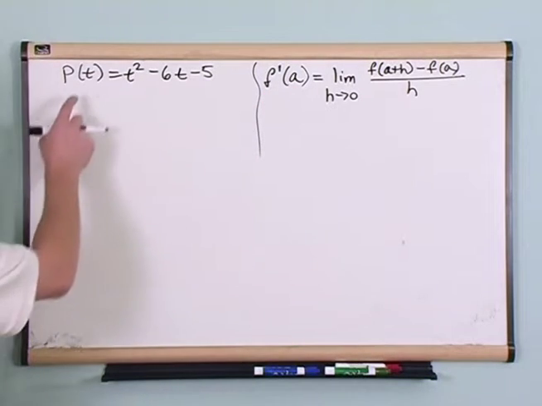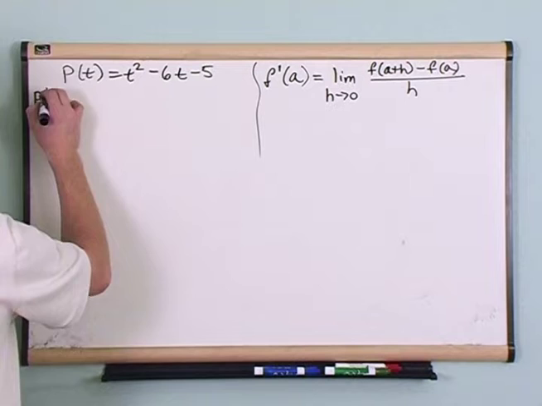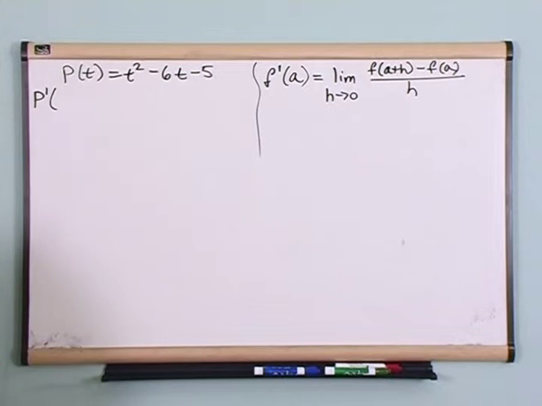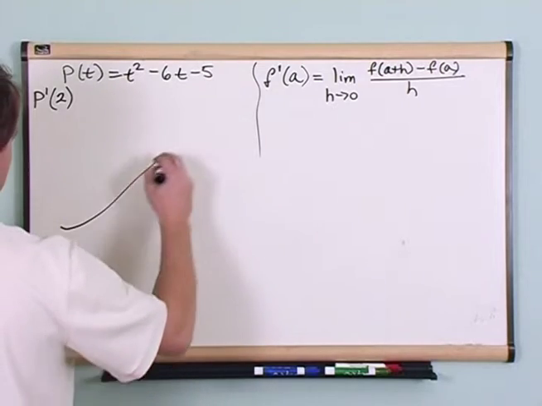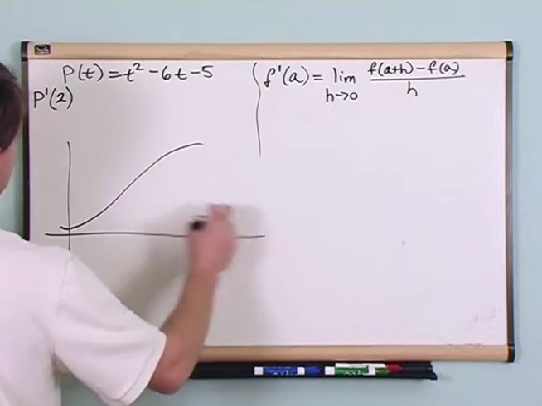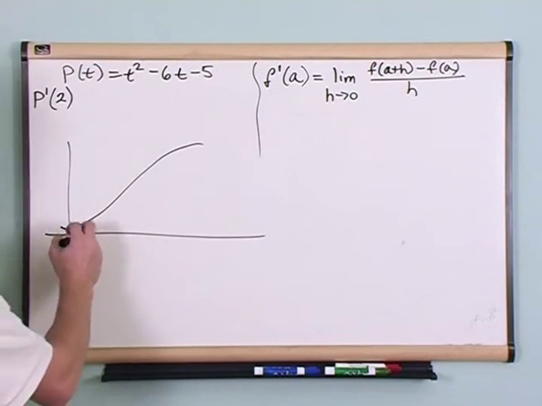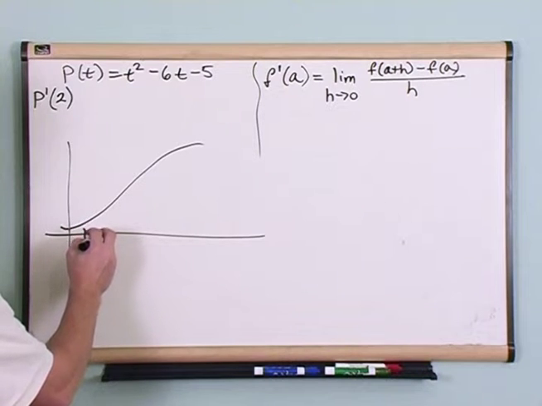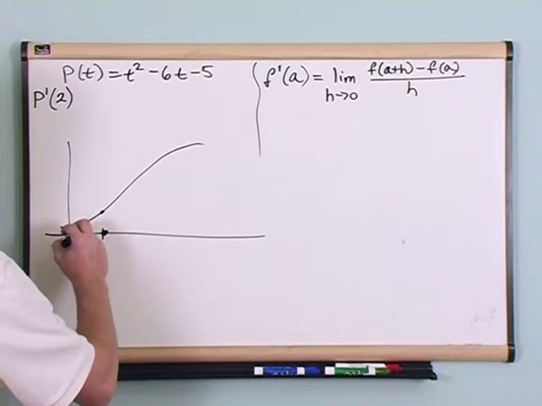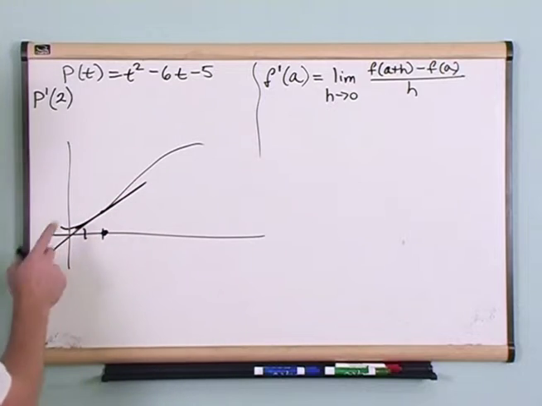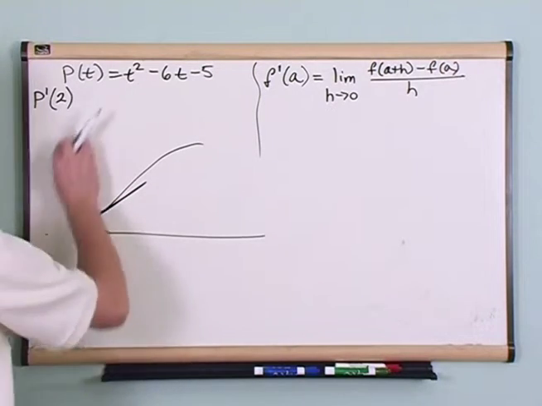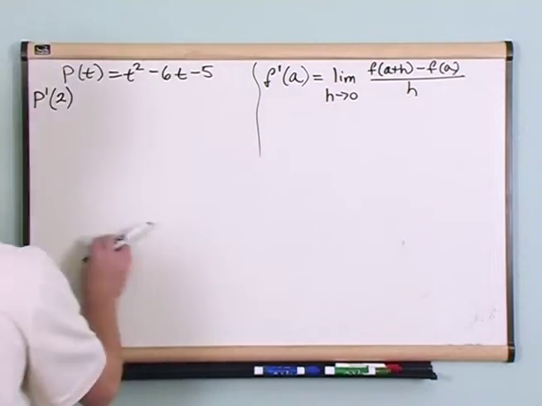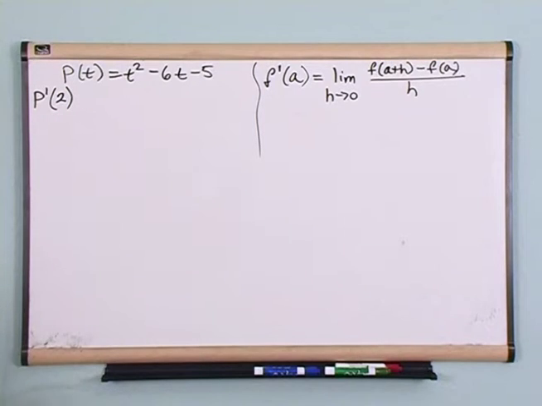Okay? So now we want to take the derivative p prime, and I want to evaluate that derivative at the point 2. So here, if I were to draw some graph, I mean this isn't the graph, but if it looked like this, what I'm interested in at the point x equals 2, what is the derivative? It would be the slope of the line tangent to that curve at the point x equals 2. So how do you do that?